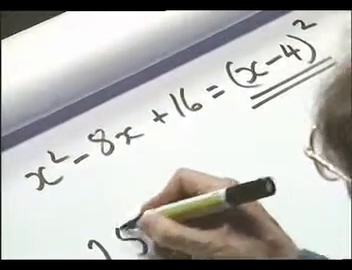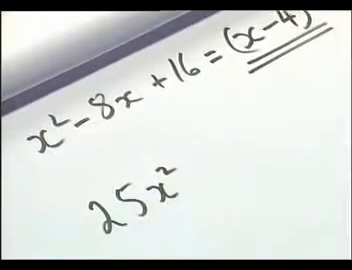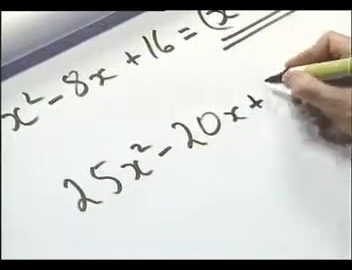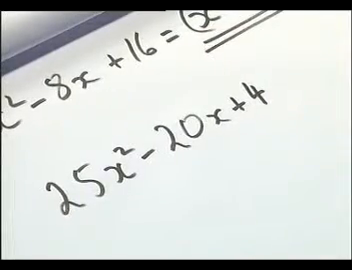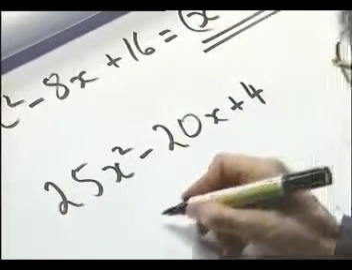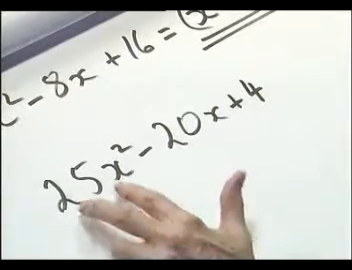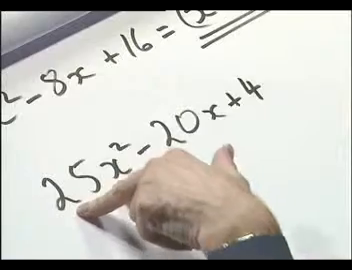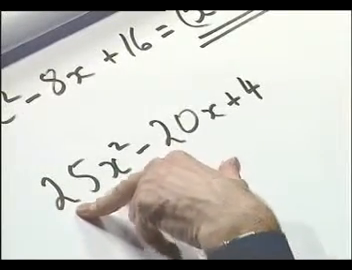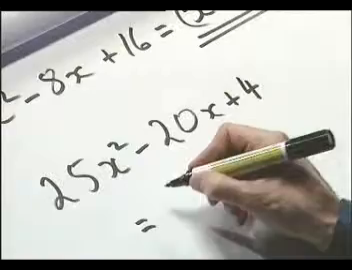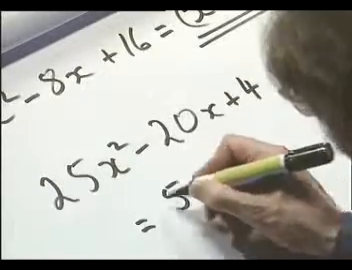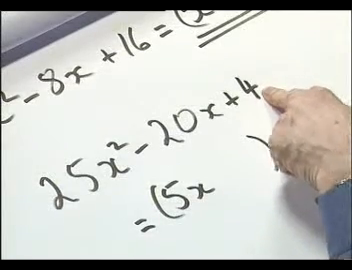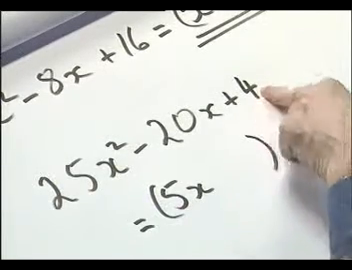One more. 25x squared minus 20x plus 4. 25x squared is a complete square. It's a square number. It's the result of multiplying 5x by itself. 4 is a square number. It's 2 times by 2.